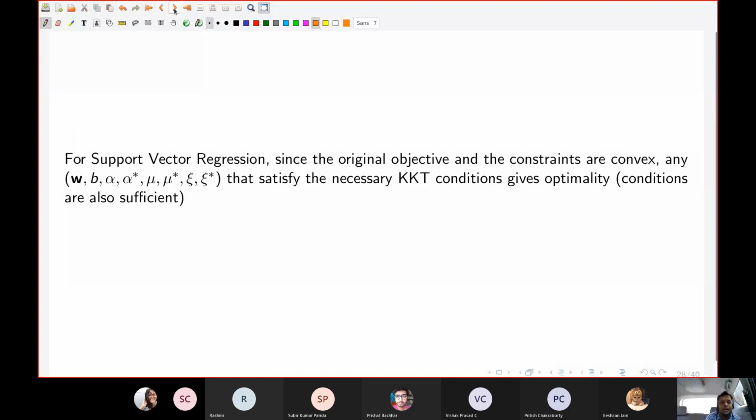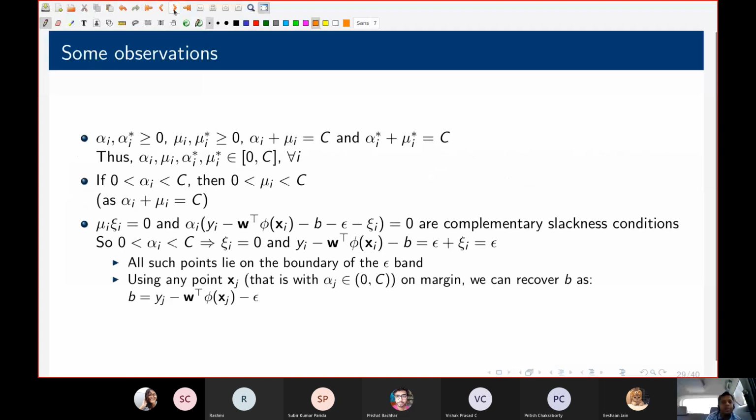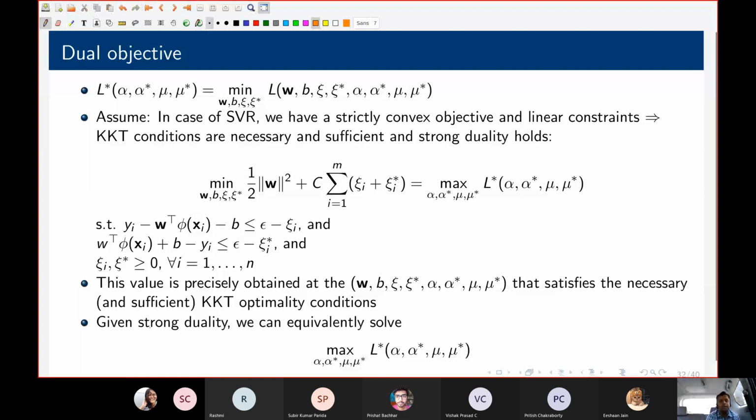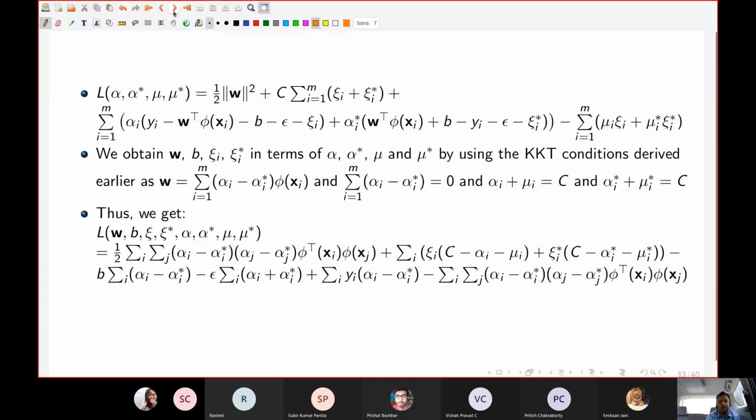You can also derive the dual objective. Weak duality is also shown here. And when do you have strong duality? We also talk about strong duality here. And what is a dual optimization problem? How can you solve it efficiently? Some of that, and then how it also gives rise to the notion of kernel functions.